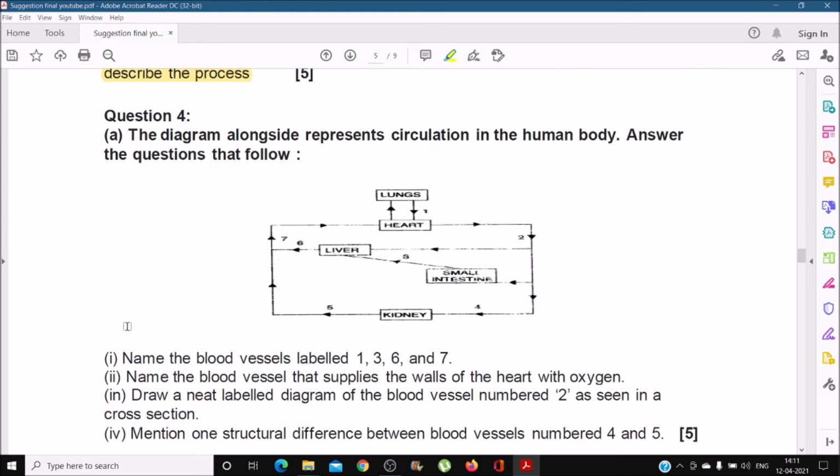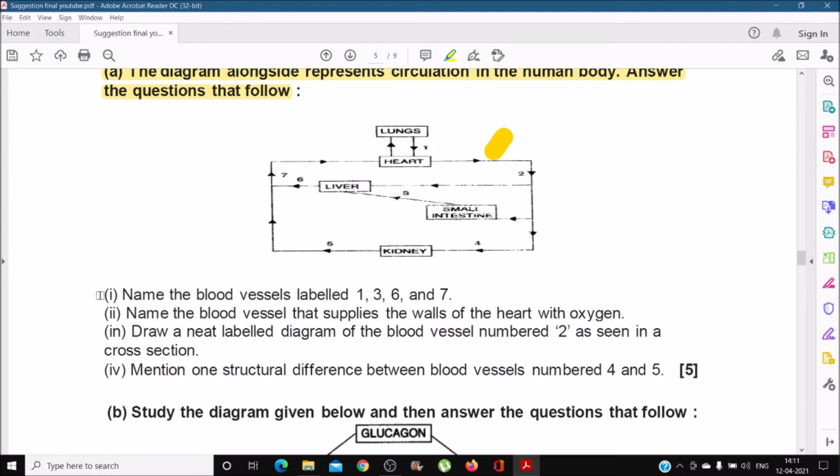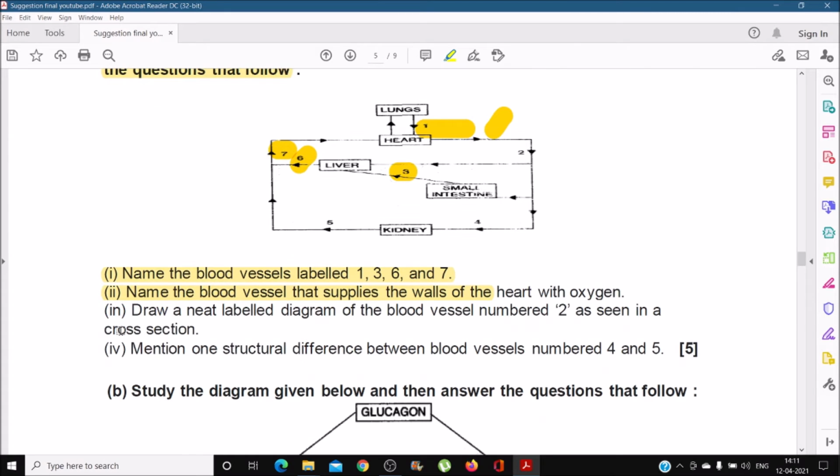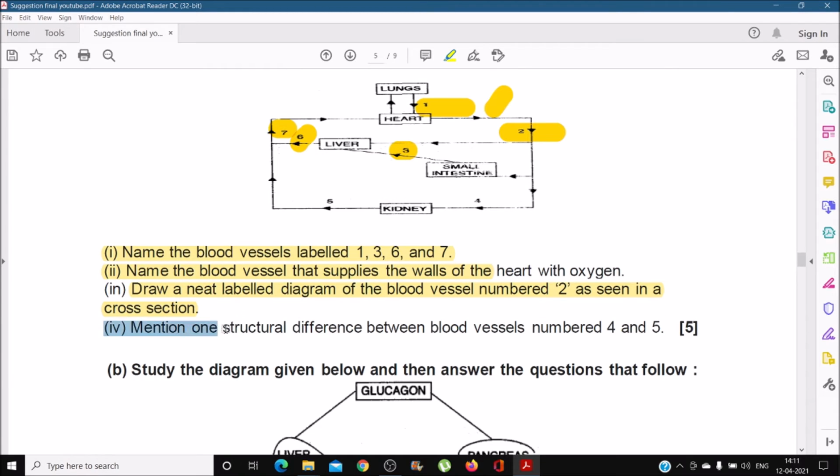Question number 4. The diagram alongside represents the circulation of the human body. Now, name the blood vessels labeled 1, 3, 6 and 7. Then, draw a neat diagram of blood vessel number 2 as seen in a cross section. Next, mention one structural difference between blood vessels number 4 and 5.